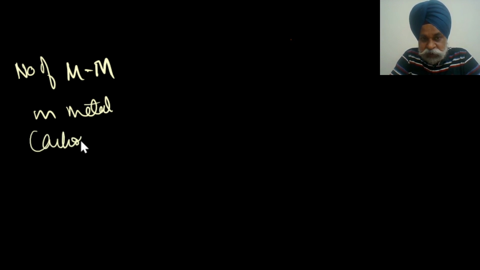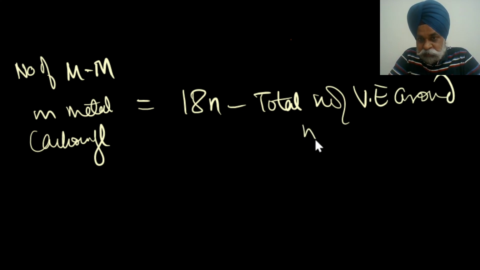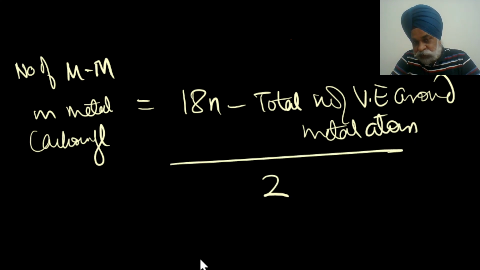So let me reiterate what I have just said. The number of metal-metal bonds in the case of metal carbonyls can be found with this formula: 18N minus the total number of valence electrons around the metal atom, where you have to consider the valence electrons of the metal, and along with that you have to count the electrons being given by carbon monoxide as a ligand.